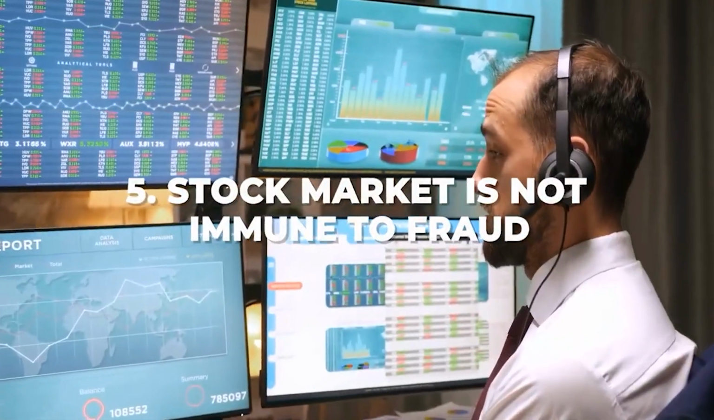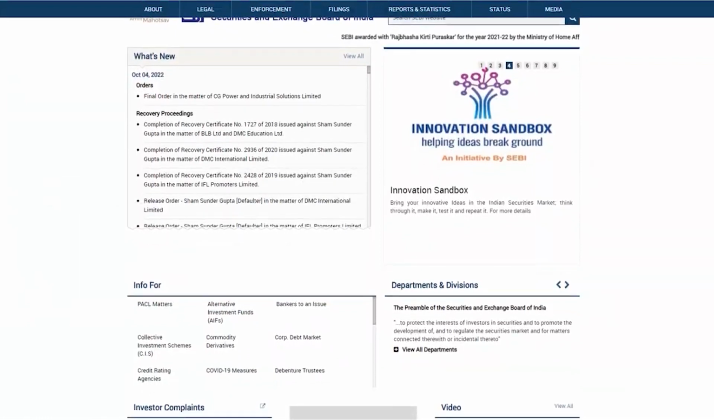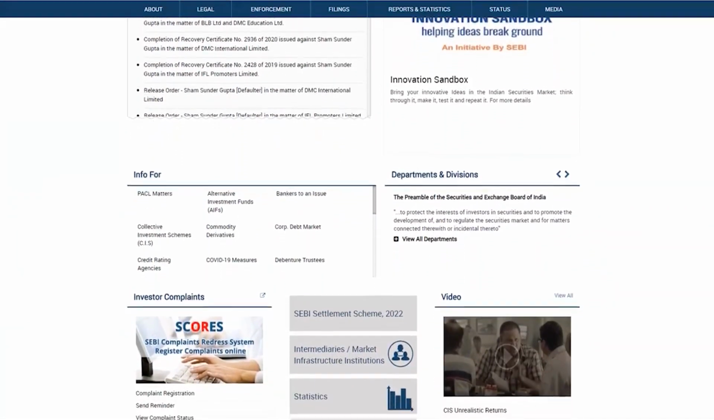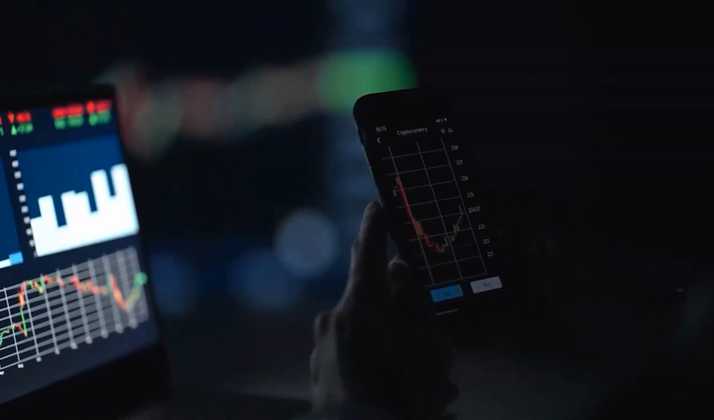Number 5, the stock market is not immune to fraud. Despite regulations and oversight, the stock market is not immune to fraud. Investors must do their due diligence before investing and be wary of schemes that promise high returns with little risk.